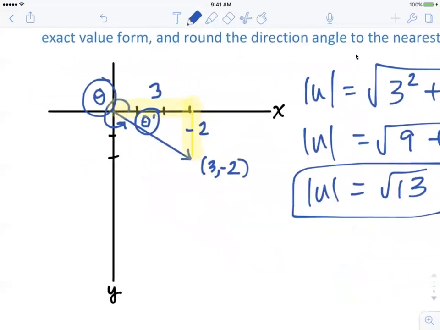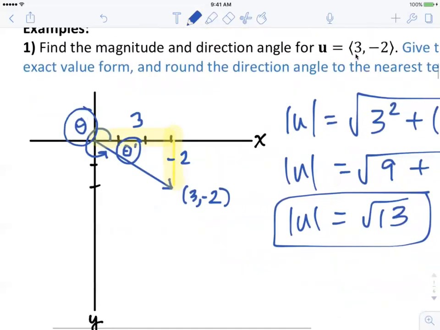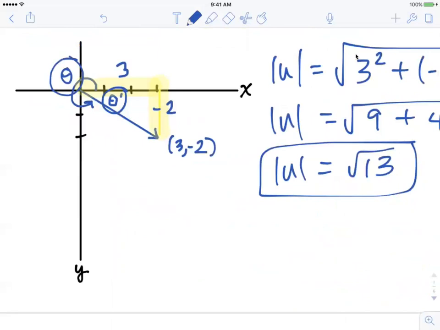And when I do that, I'm going to use that formula here, and I'm ignoring any negatives. So tangent of the reference angle is opposite 2 over adjacent 3, right? Notice I didn't put -2. I just want the reference angle. That's not going to be the direction angle. It's just the angle inside that triangle, right?